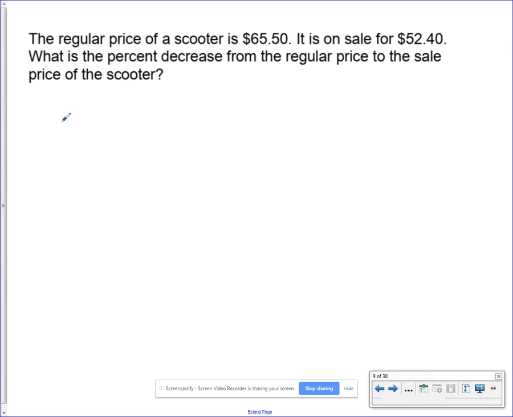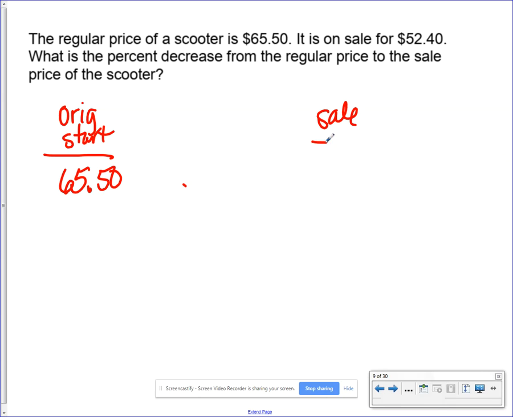The regular price of a scooter is $65.50. So this is your original or your starting number. I kind of flip-flop and change words off and on, so if that bothers you, I'm sorry. I don't intend it to be. They're both appropriate vocab words there. Now it's on sale. So now I've got my sale price or my ending price. It's $52.40. So what is the change?